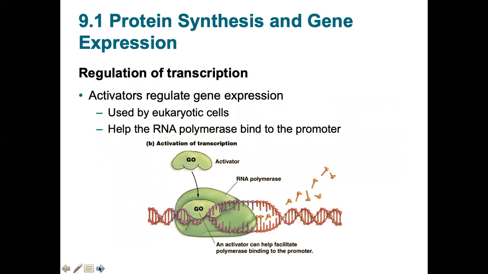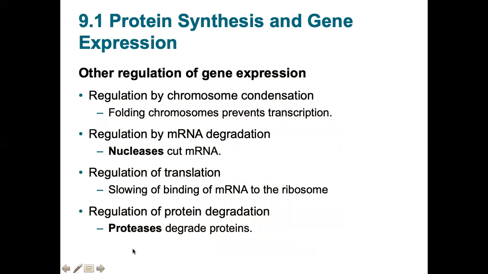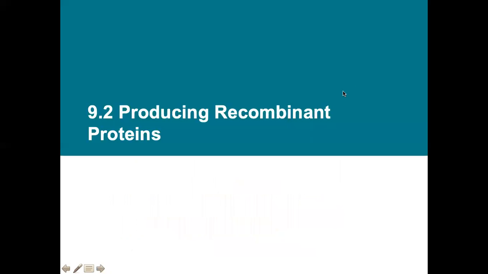You can also have activator proteins, which are going to say, hey, polymerase, this particular gene needs to be transcribed. So it's kind of like an advertising sign to have that activator protein there. It attracts the polymerase. And then, like I said, there are other ways of doing it. Once you've made the mRNA, you can cut it up. You can also cut up the protein after you've made it too.